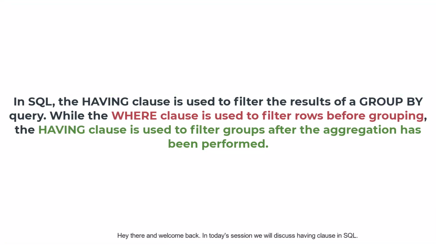In today's session, we will discuss the HAVING clause in SQL. The SQL HAVING clause is a clause that lets you filter data after it has been grouped with the GROUP BY clause. If you want to filter data in your SQL query to remove rows based on certain criteria, you will use the WHERE clause. However, you can't use the WHERE clause with the data from the aggregate functions.